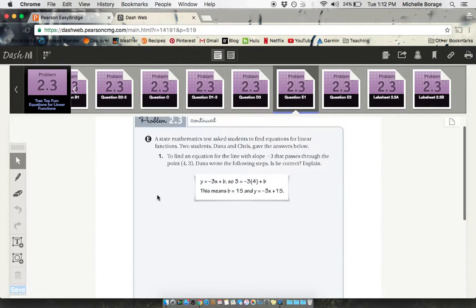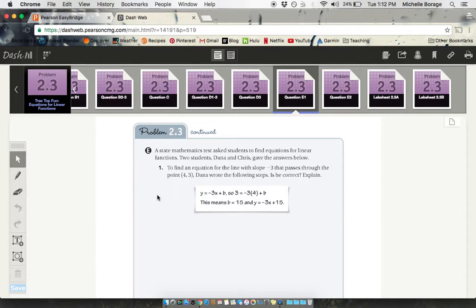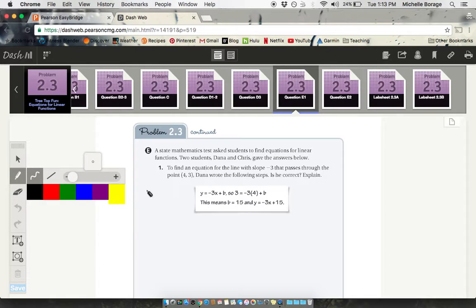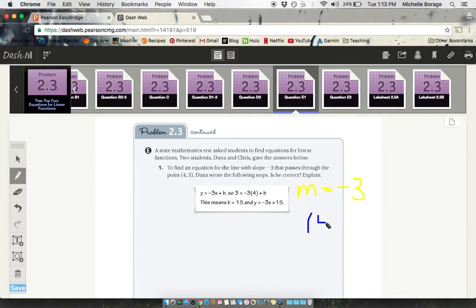Alright, question E. This is a little bit of a challenge. It says a state mathematics test asked students to find equations for linear function. Two students, Dana and Chris, gave the answers below. So here's the first one. To find an equation for a line with the slope of -3, so I'm going to write over to the side, m equals -3. I know this is really hard to read because I did it in yellow for some reason. And it passes through the point (4, 3). So we know m is -3, and we know it passes through this point (4, 3).